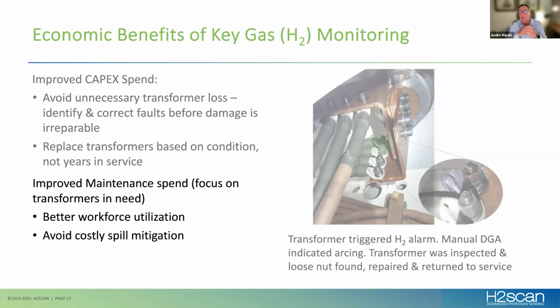You also get improved maintenance spend because you'll focus on the transformers in need. You get improved workforce utilization because you'll now work on, again, transformers in need. And we spoke earlier about spill mitigation. If you have a spill, if there's a fire, if your fluids leak, depending on where you are, those costs can be mitigated because you're able to take the transformer out before there's a catastrophic failure.